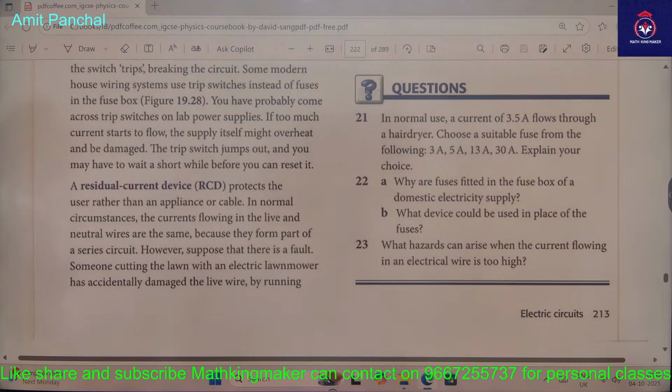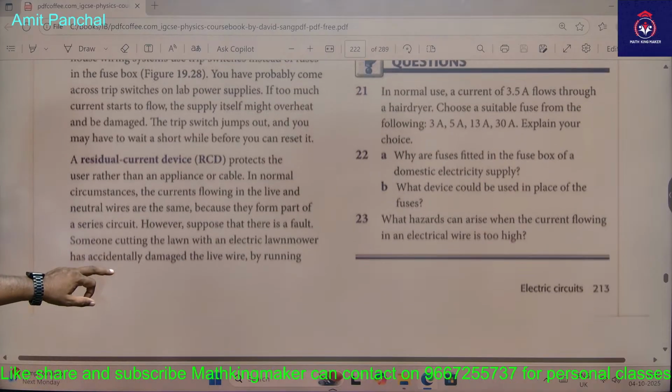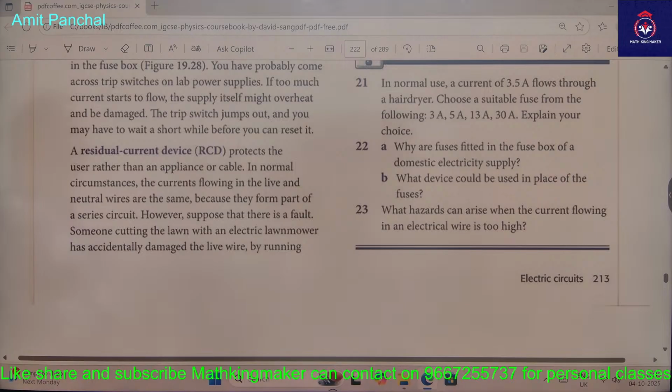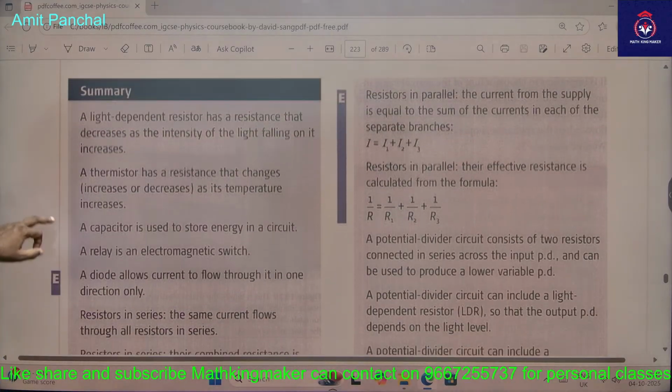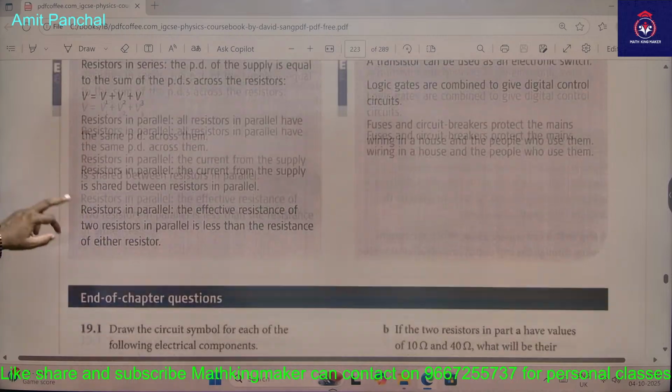And then which device could you use in place of a fuse? A circuit breaker, right? Yes. What hazards can arise when the current flowing in an electric wire is too high? Yeah, it could burst. There may be fire as well in the wire and in the electric circuits. Okay, I think that completed the chapter.